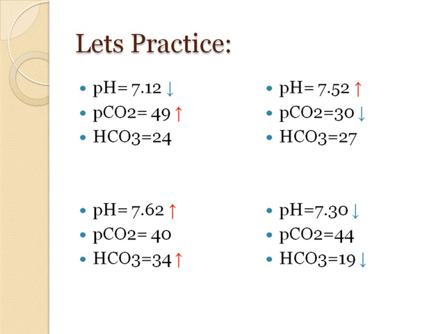The bottom right hand side, pH of 7.30, we know that's acidic. My CO2 is within normal limits, and my bicarb is low. So my pH and my bicarb are going in the same direction, so they are low. So this is a metabolic acidosis.